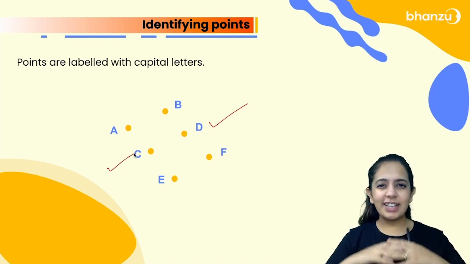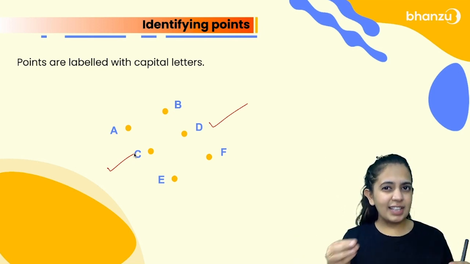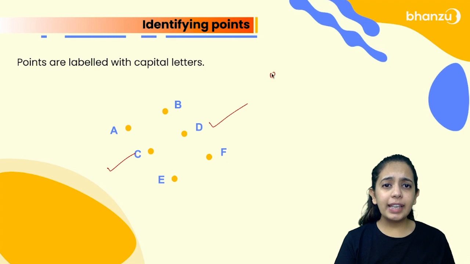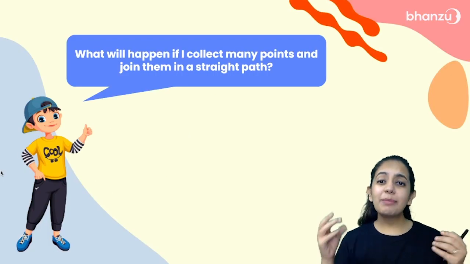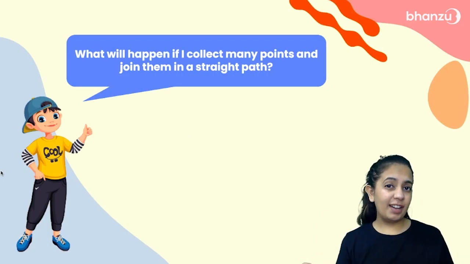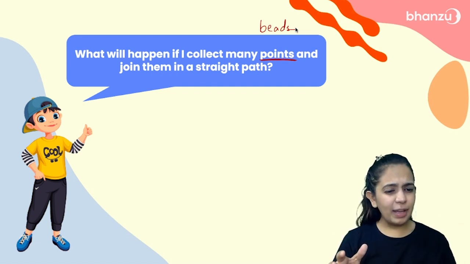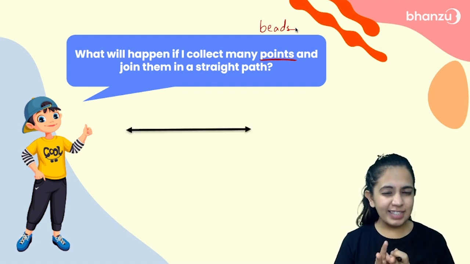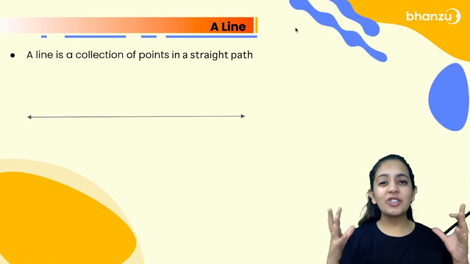Alright, now here's an activity for you. The activity is, think of the beads as points. So if you take the beads and collect them in a thread, what will you get? What if I collect many points and join them in a straight path? That is, what will happen if I collect many beads and then join them in a straight path? What will you get? I might get a shape something like this, a line. So a line is nothing but a collection of points.